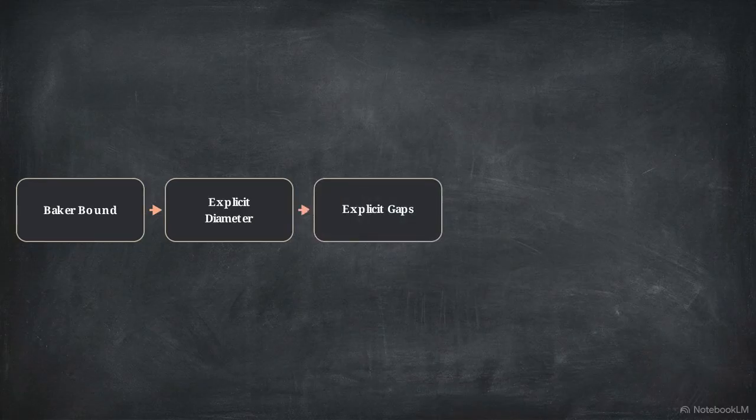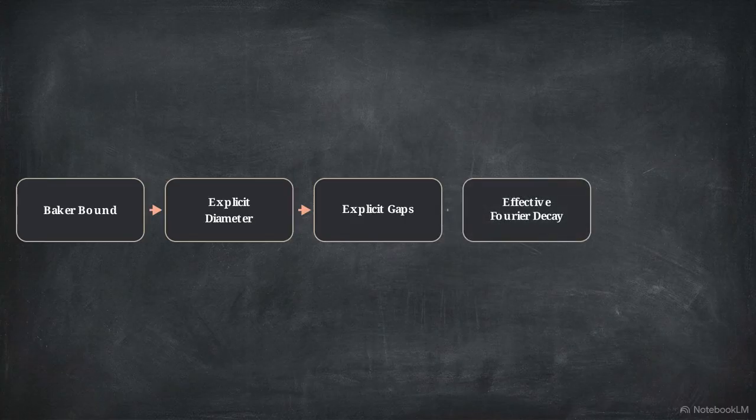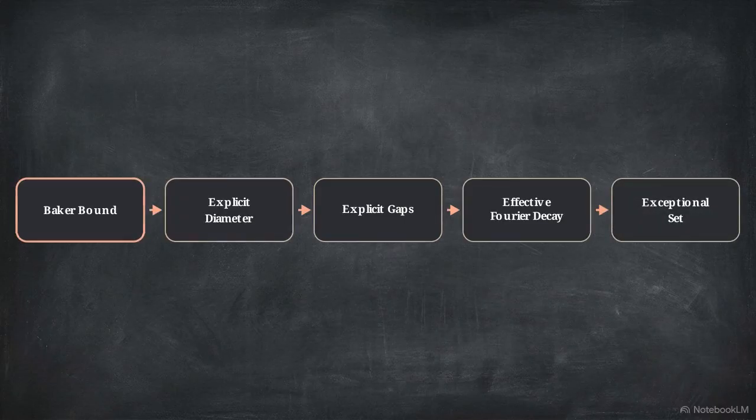This 5-node flowchart illustrates the strict logical chain required to render the exceptional set finite. You start with a Diophantine bound, which translates into explicit maximum sizes for these black triangles. Those sizes dictate the minimum gaps between them. The gap control produces an effective Fourier decay rate, which finally bounds the exceptional set.